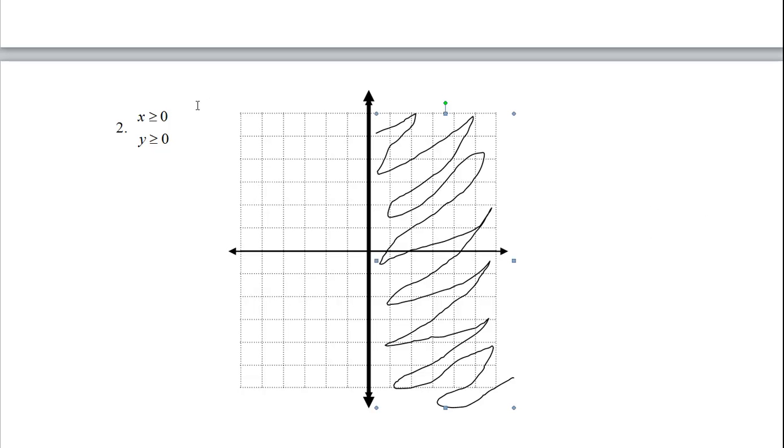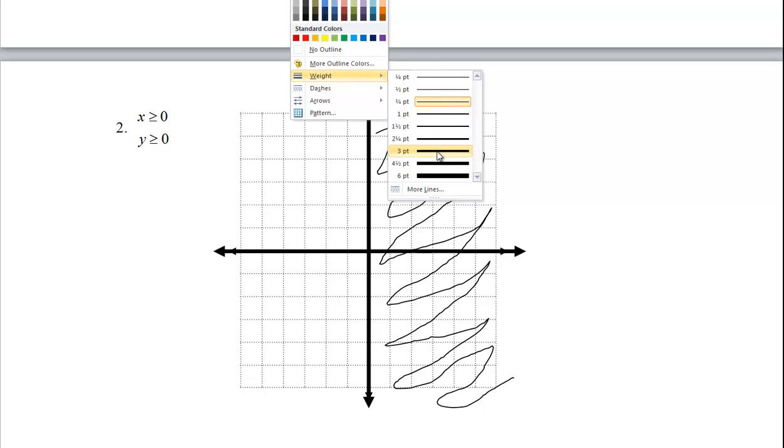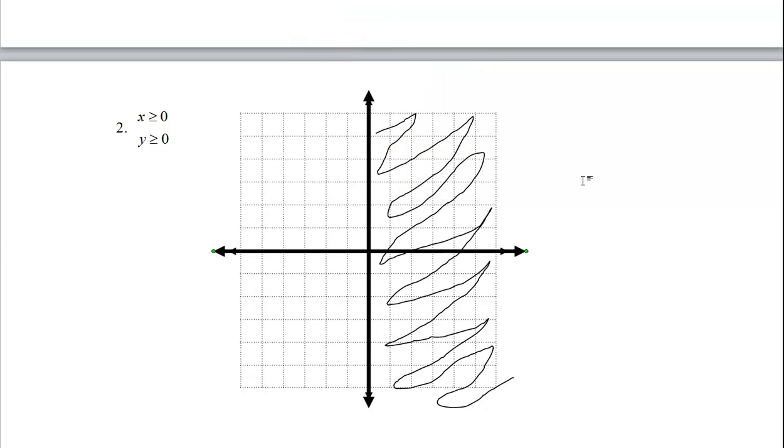So now I'm going to ignore that one. Let's go get the next one. Y is greater than or equal to 0. Well, where y is equal to 0, that is my x-axis. So I need to go get that line. Let me make it more solid. Now, for this one, I want my y values to be greater than 0. Well, where y values are positive is up here.